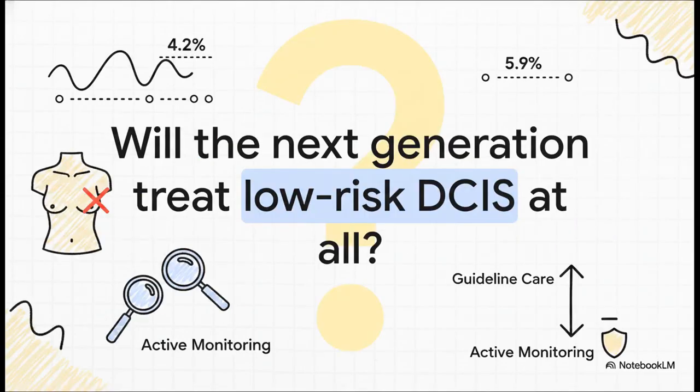All right, to wrap up, I want to leave you with a final, kind of provocative thought about the future of our specialty. We just looked at the COMET trial data recently, which compared guideline concordant care directly to active monitoring for low-risk DCIS. At roughly 3 years, the 2-year invasive cancer risk was 4.2% for active monitoring versus 5.9% for guideline care. That actually meets the criteria for non-inferiority.